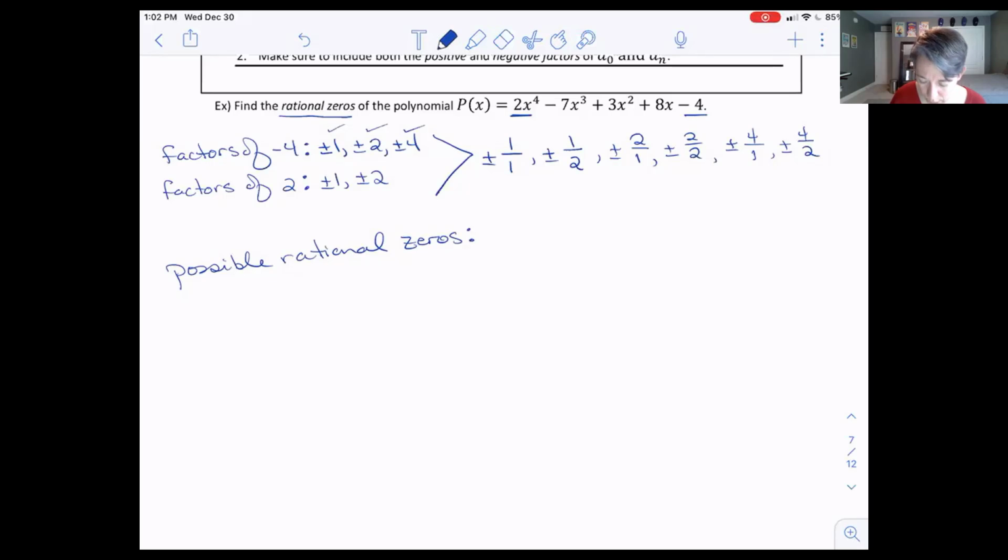Plus or minus 1 over 1 is just plus or minus 1. And the next one is plus or minus 1/2. The next one is plus or minus 2. This guy here is just plus or minus 1, which we already have. So we go to the next one, plus or minus 4. And this last one reduces to plus or minus 2, which we already have. So now we're just looking at 4 numbers and their opposites.